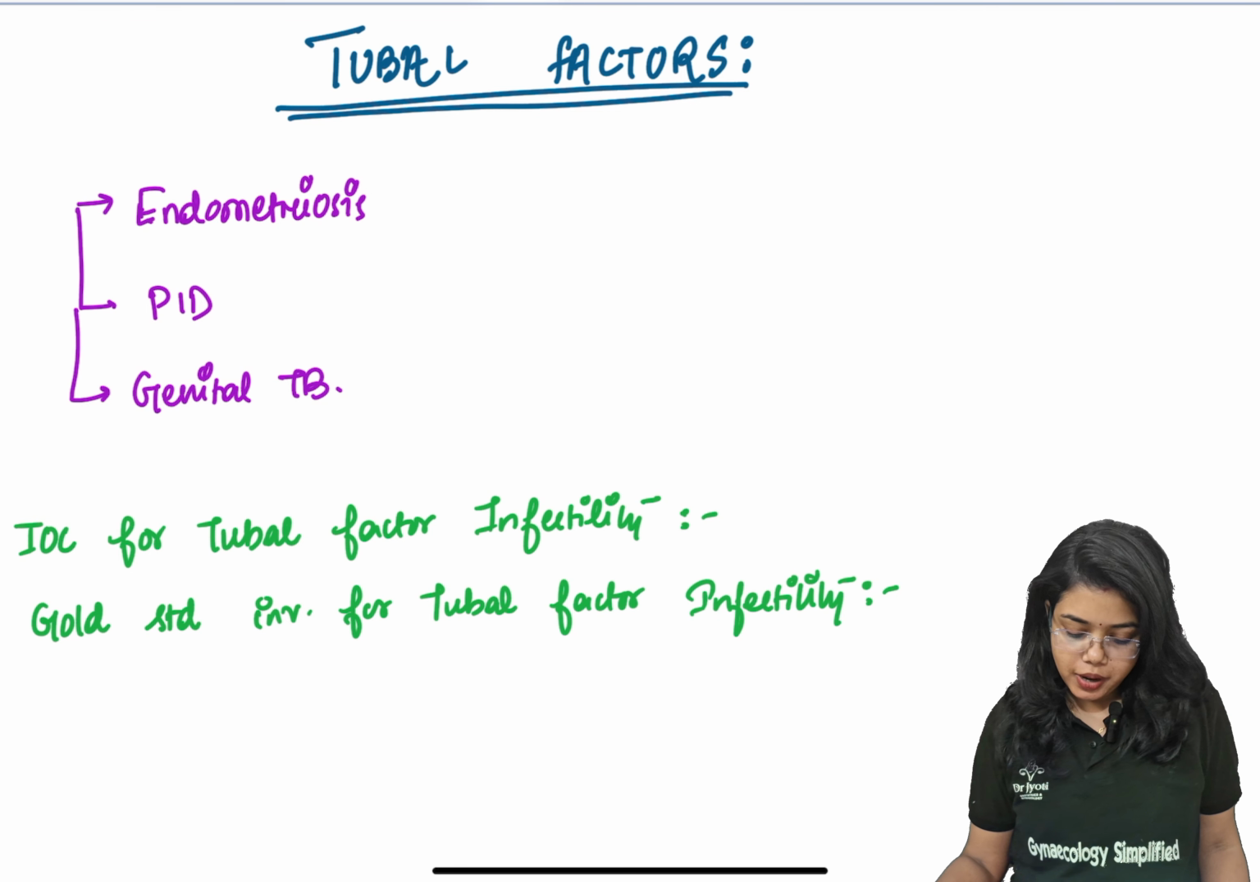What is the gold standard investigation for tubal factor infertility? The gold standard is laparoscopy and chromoperturbation.